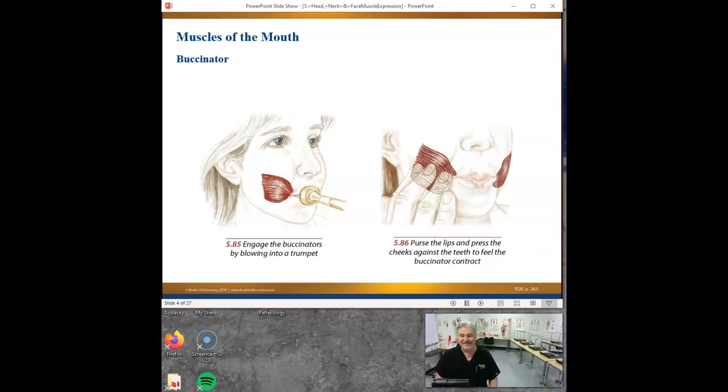Buccinator is one that you hear a lot of. Buccinator gives you the ability to purse your lips, to squeeze them in to blow a horn. It allows you to collapse your cheeks right here. You wouldn't just use a buccinator when you're blowing a horn. You'd also use the mouth muscle too, because it's a sphincter muscle and it closes in my lips. The buccinator closes in my cheeks right here.